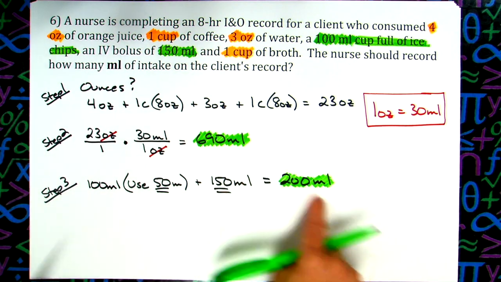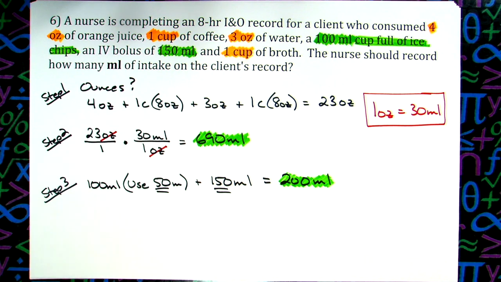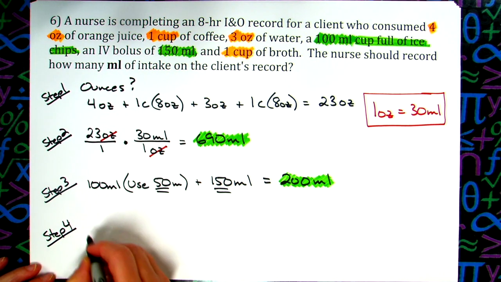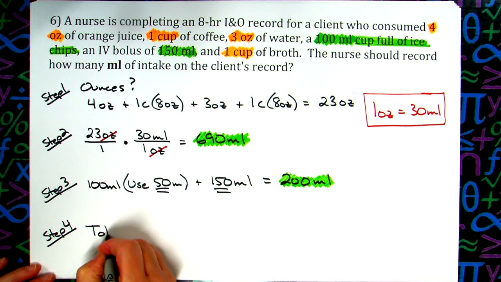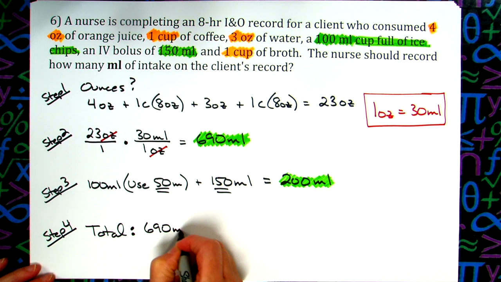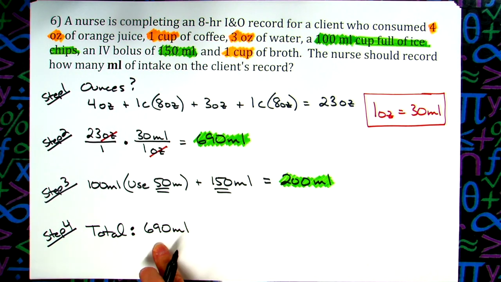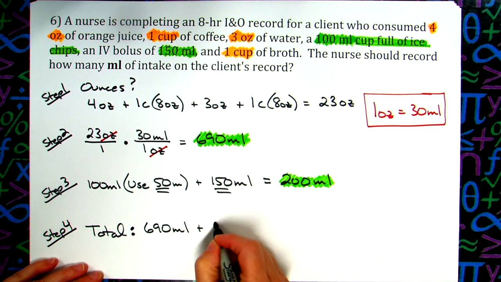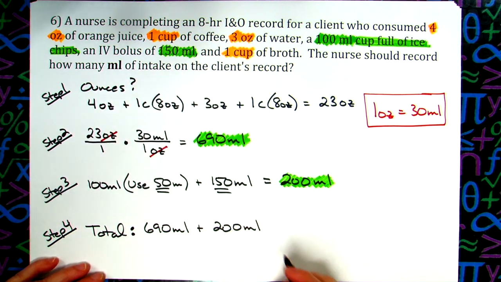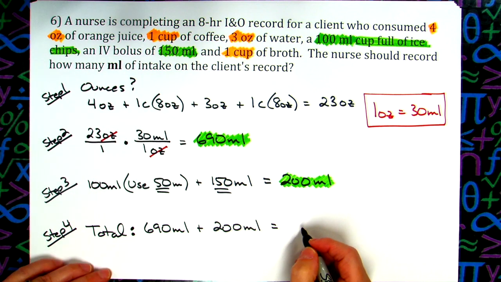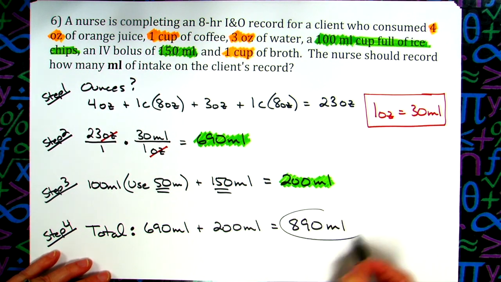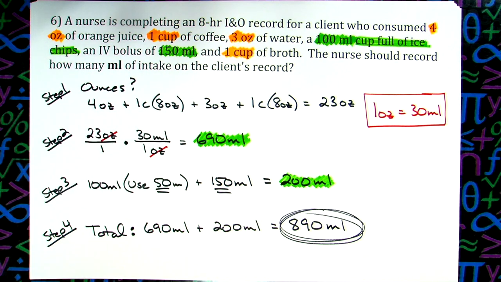Last step then would be to add up all of our milliliters. So as a final step, just final total. All right, so we'll just have total here. It's going to be the 690 milliliters that we got from converting our ounces to milliliters, plus the 200 milliliters that we got from the milliliters in the story problem. That's going to give us a total of 890 milliliters total there for the intake.